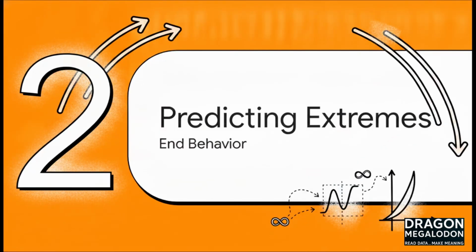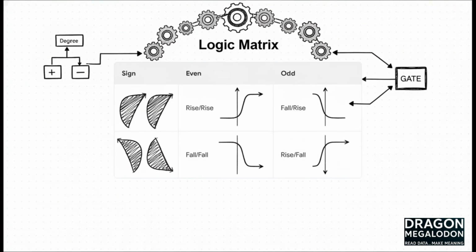Section 2. Predicting end behavior. All right, now that we understand the basic syntax, we can actually forecast extreme outputs without having to compile the whole script. It's like a shortcut. Just 2 variables, whether the degree is even or odd and whether the leading coefficient is positive or negative, act as logic gates to completely predict the graph's endpoints. If the degree is even and positive, like x squared, the graph rises to the left and rises to the right. If it's even and negative, both sides fall. If the degree is odd, the ends point in totally opposite directions. If you master these 4 basic gates, you can instantly read end behavior.